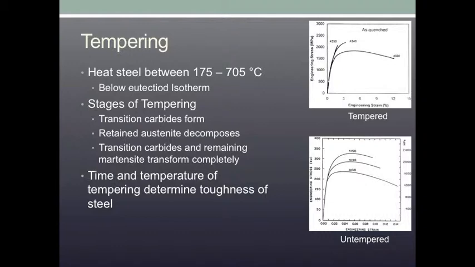The time and temperature of the temper is what causes the change in the toughness of these steels. So those are determined by what the desired end product is. Now the tempering process has 3 different stages to it.